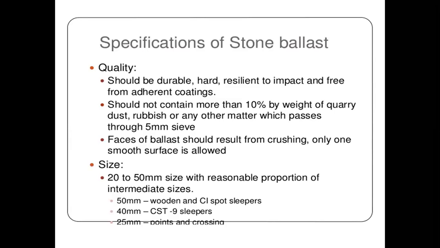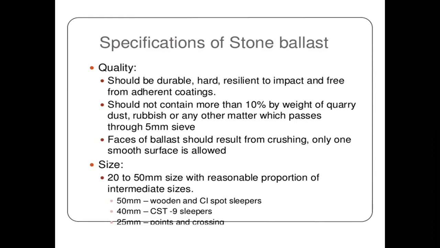The specifications of stone ballast. Quality. The quality should be durable, hard, resilient to impact, and free from adherent coatings. They should not contain more than 10% by weight of quarry dust, rubbish, or any other matter which passes through a 5 mm sieve. The faces of ballast should result from crushing. Only one smooth surface is allowed.